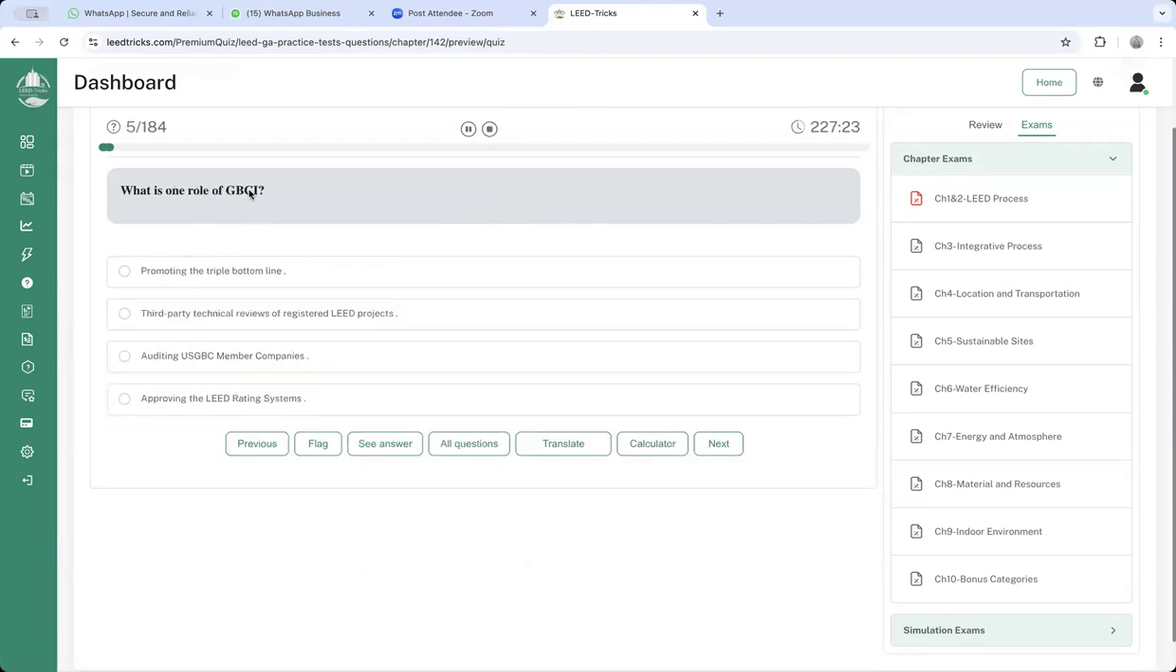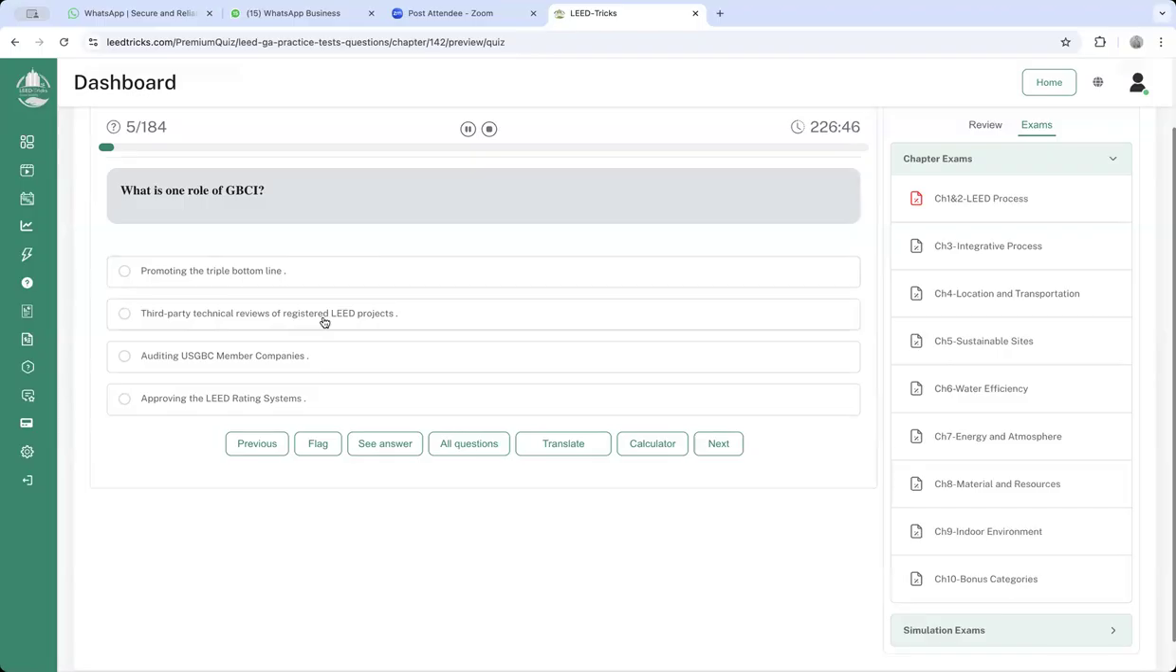What is the one role of GBCI? Again, we're back to the one slide that explains the roles of GBCI, USGBC, and what the different roles are. Before I continue, this is a tricky question, by the way. We learn from questions, not everything you learn from study. Promoting the triple bottom line. We also have this triple bottom line to explain. It takes time, but I would say it directs the triple bottom line, which includes environmental, social, and economic.